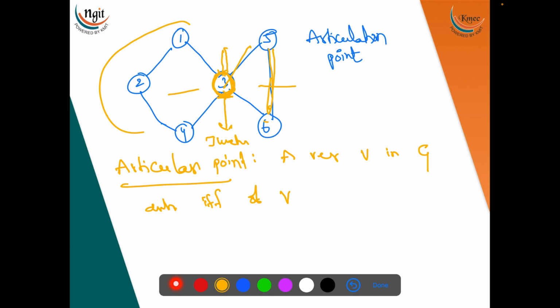If I delete this one, 5 and 6 will not have any edge to this side. So 3 is a junction. If I wanted to visit vertex 5, I have to go via 3 and again come back via 3. So you cannot visit one vertex two times; it's only for a single time. Hence a Hamiltonian cycle is not possible with articulation points.